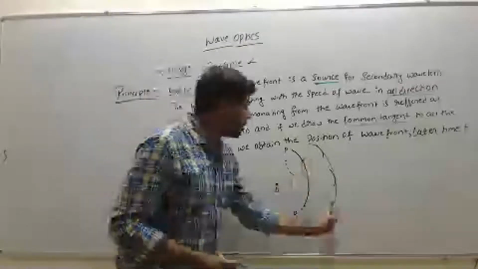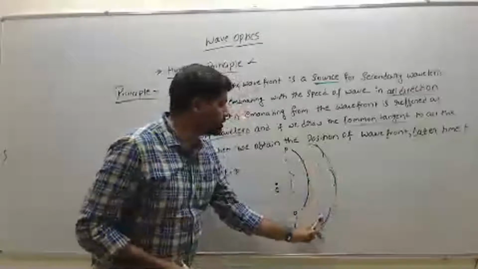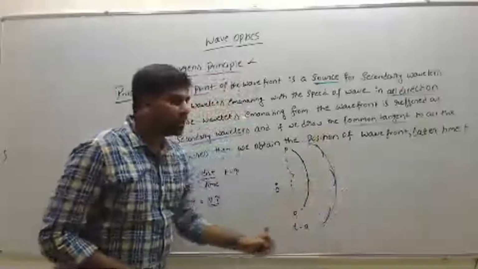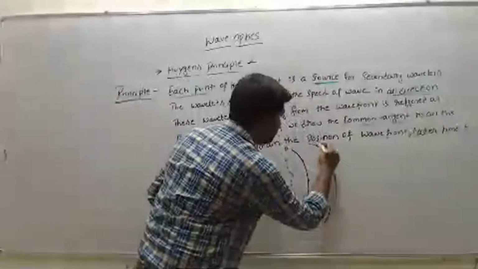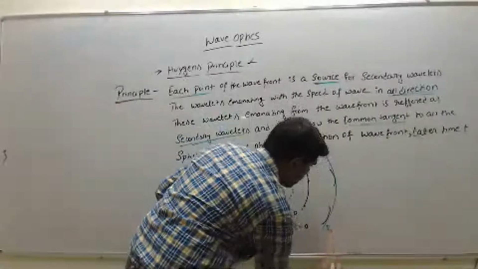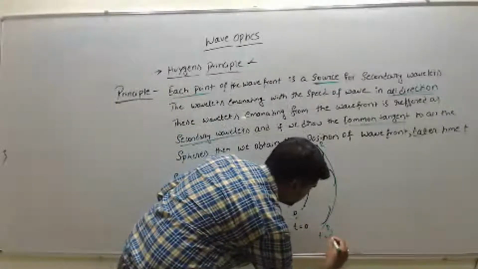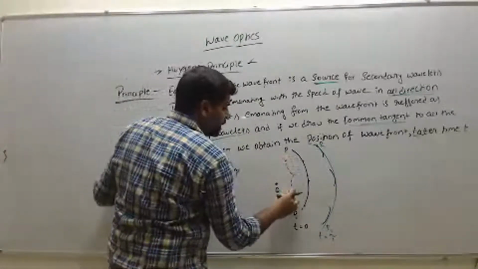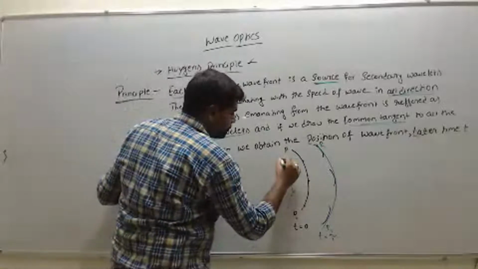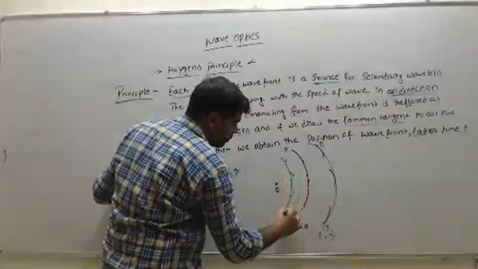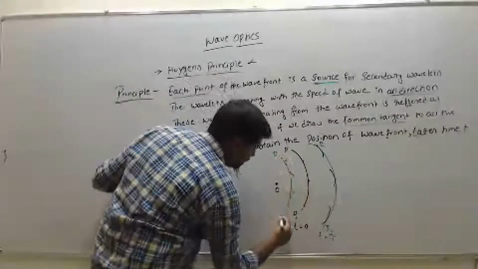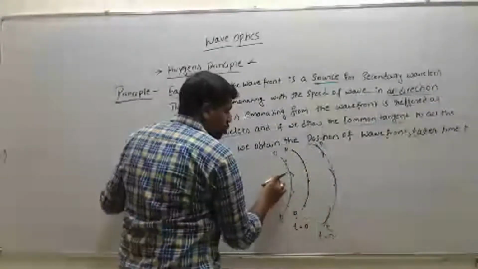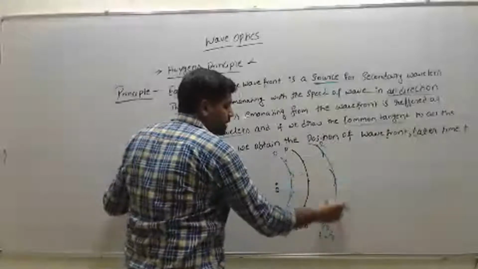if this line represents the common tangent for these spheres, then we get the wavefront after the time t. Here this one I am taking as r and r1, that is after time t equals tau, right? So similarly, if we draw one tangent here also, then here d and d1, right? So for this wavefront, O is the center and r dash becomes the sphere.